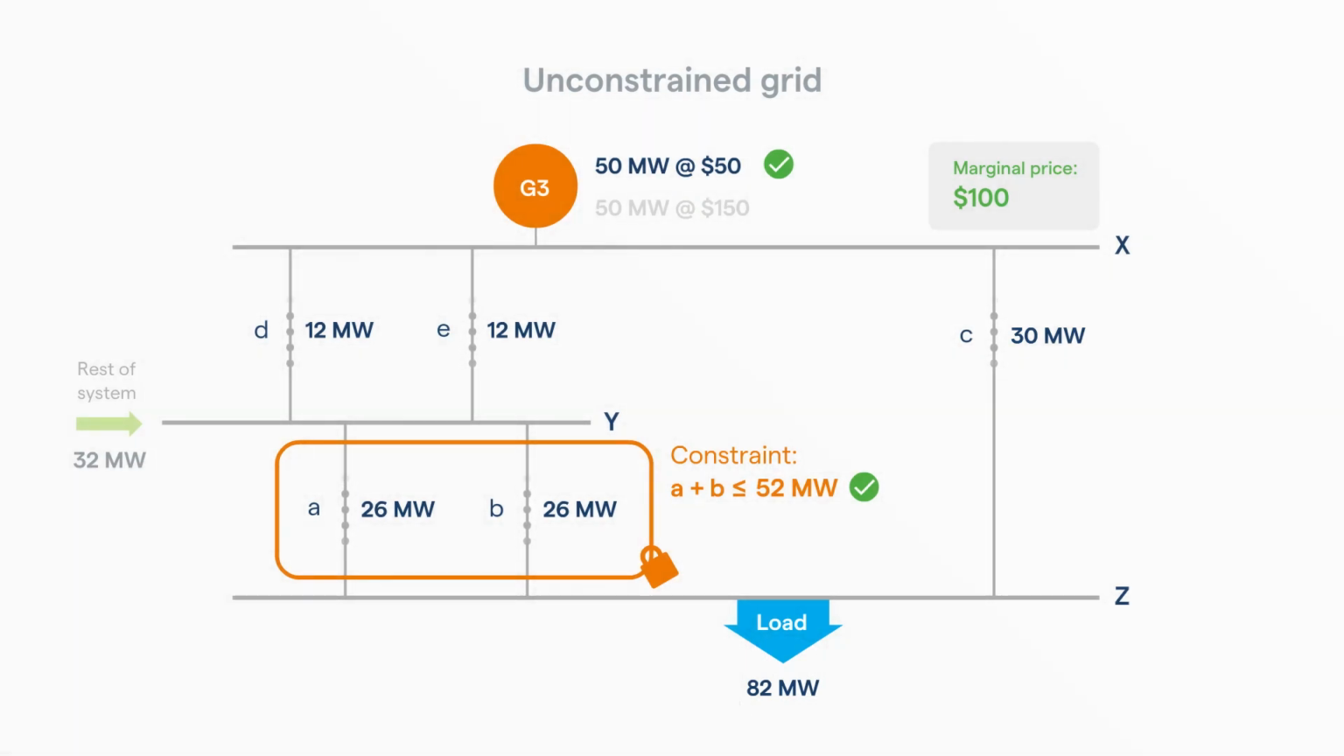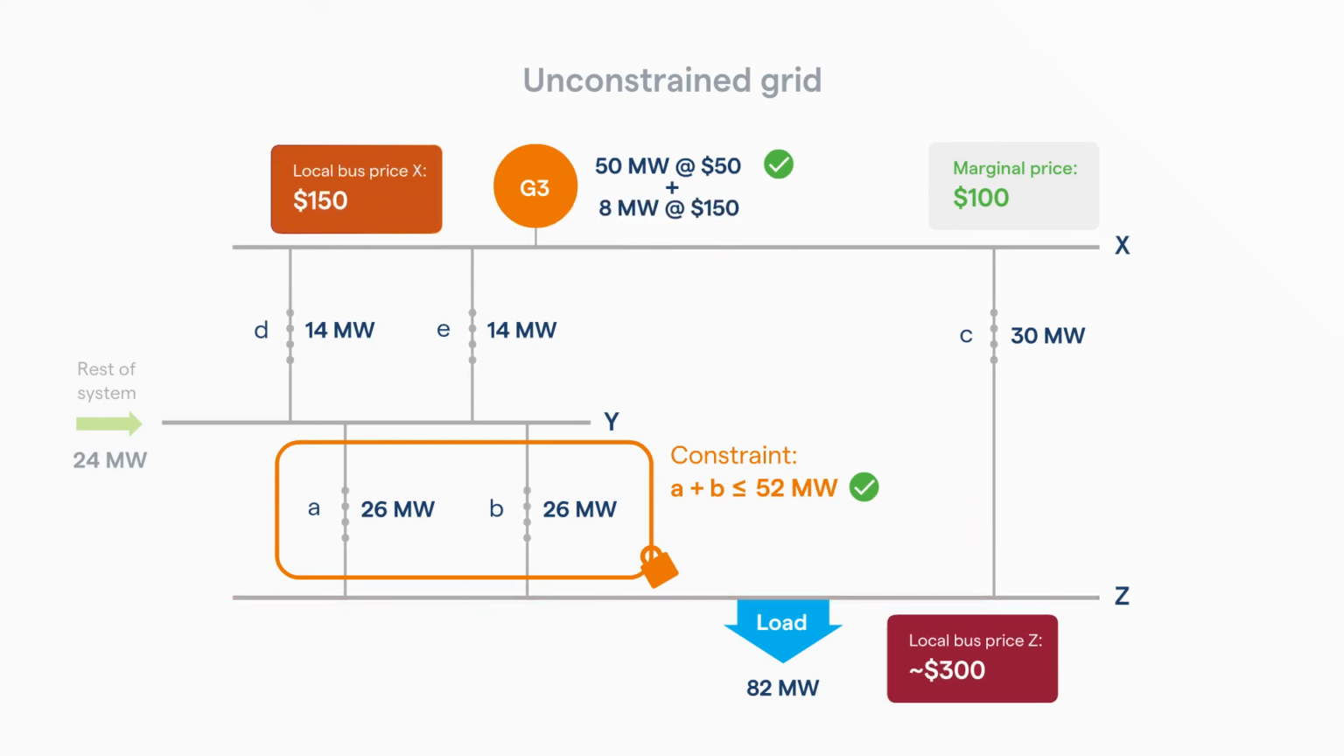To get this extra 4 megawatts down circuit C, 8 megawatts is required from the generator at bus X. This means more power flowing down D and E, so the generation at Y will also be reduced due to the constraint. The extra megawatts from the generator at bus X are in the next price tranche, which sets the local bus price higher at bus Z.